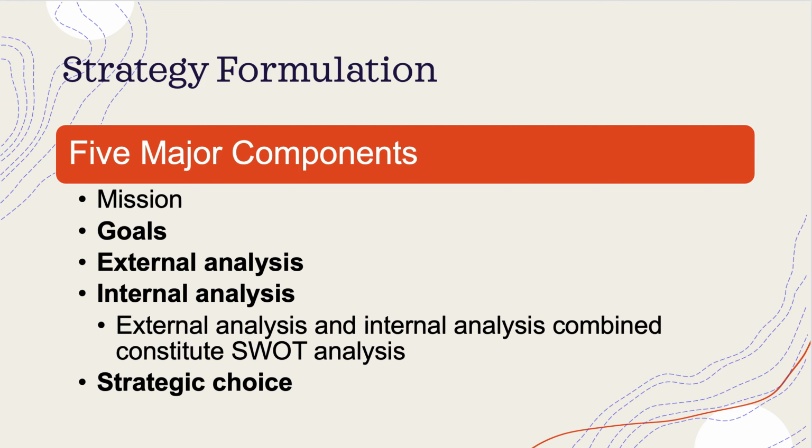There are 5 major components that we have to consider in strategy formulation. And the strategic management process includes mission, goals, external and internal analysis, and strategic choice. Mission is a statement of the organization's reason for being. It usually specifies the customer served, the needs satisfied, and or the values received by the customers, and possibly even the technology that's being used. It's saying, why are we in business?